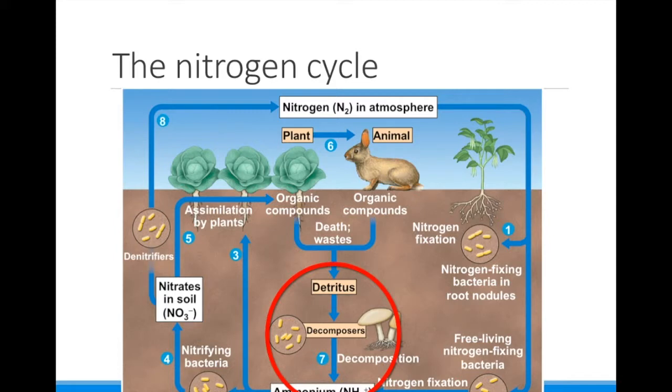Eventually, the animals and plants will die. And when they do, decomposers break down their bodies and take the nitrogen and return it back to the soil, usually in the form of ammonium.